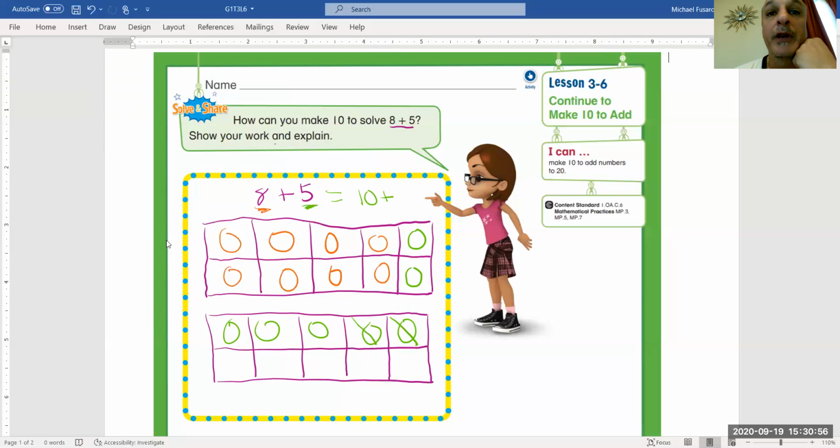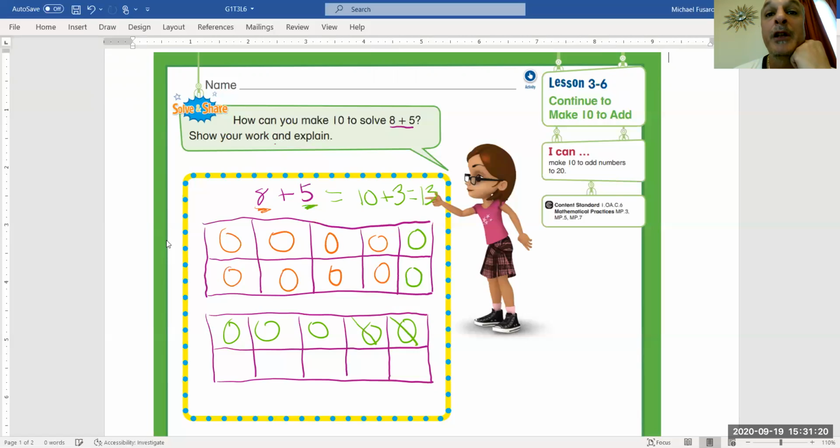1, 2, 3. So now it becomes 10 plus 3. So if we count all these, then we can give an answer of 1, 2, 3, 4, 5, 6, 7, 8, 9, 10, 11, 12, 13. So my answer is 13.